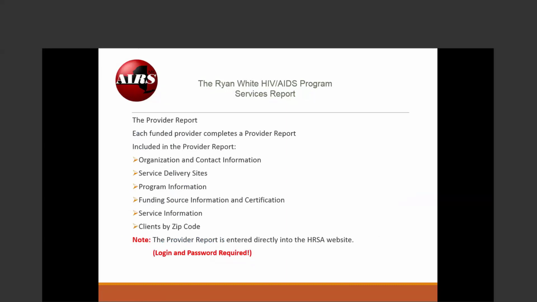All right, so then to review, each funded provider completes a provider report. Within the provider report, there are the following pieces of information included. Organization, contact information, the various service delivery sites, program information, funding source information, where you certify, service information, and then also new is clients by zip code. So we'll be taking a look at the different pieces of the provider report a little bit later.